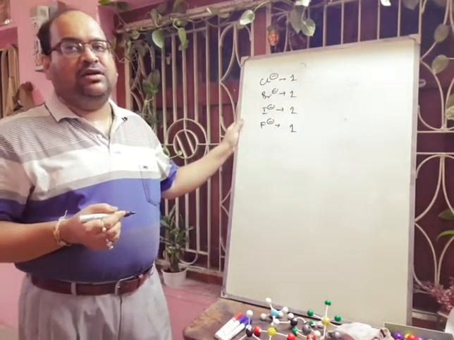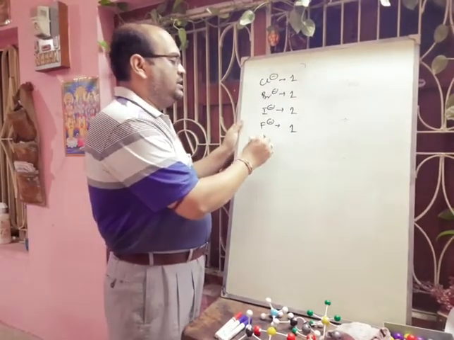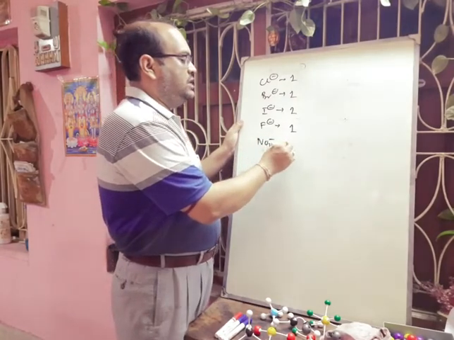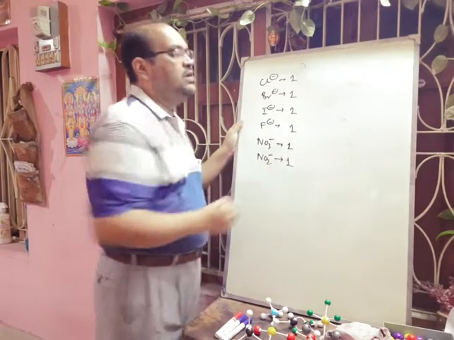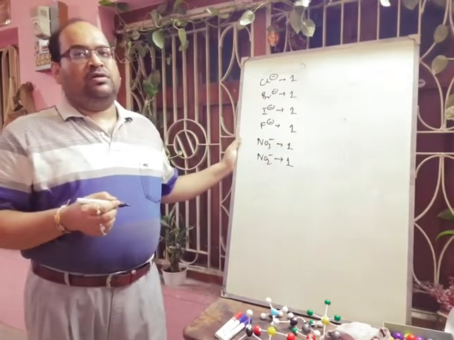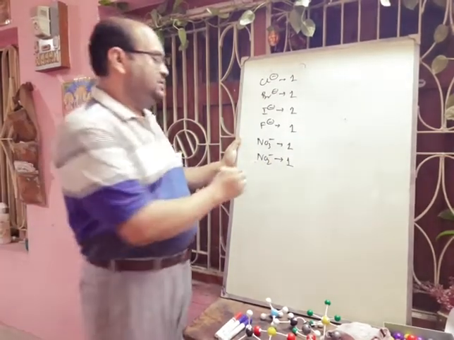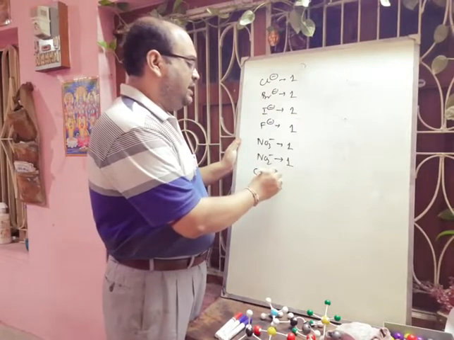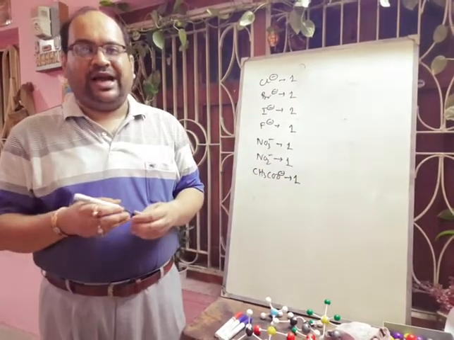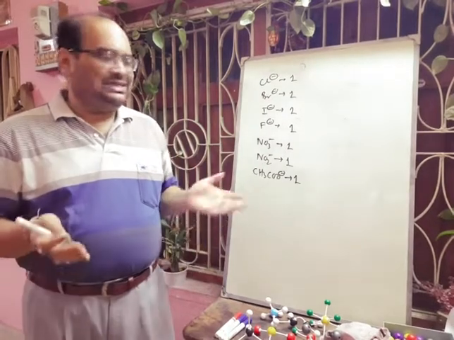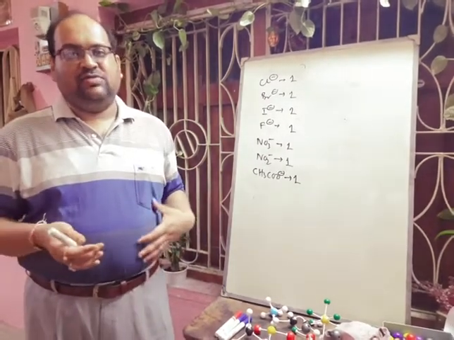Now we can write the compound radicals also, like nitrate, NO3 minus, valency 1. Nitrite, here also 1. Or acetate, CH3COO minus, valency 1. We can also name bicarbonate and bisulfate; all are acid radicals and their valency is 1.